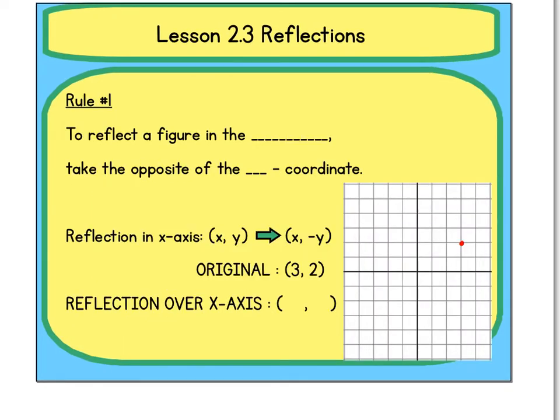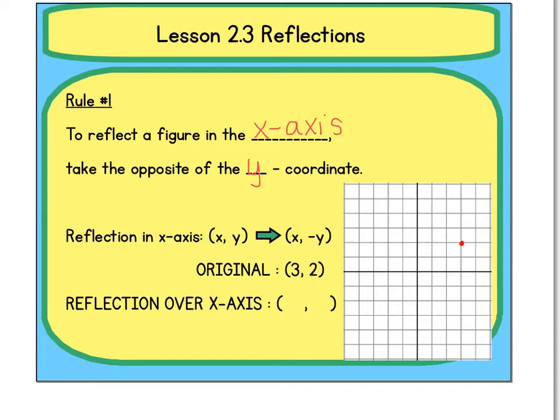Okay, so as we go through these reflection rules, I'm going to go over the very first rule. Occasionally it's going to ask you to reflect a figure in the x-axis. When we reflect a figure in the x-axis, we want to actually take the opposite of the y-coordinate. Let me show you what that means. I'll show you on the graph, and I'll show you in terms of coordinate points.